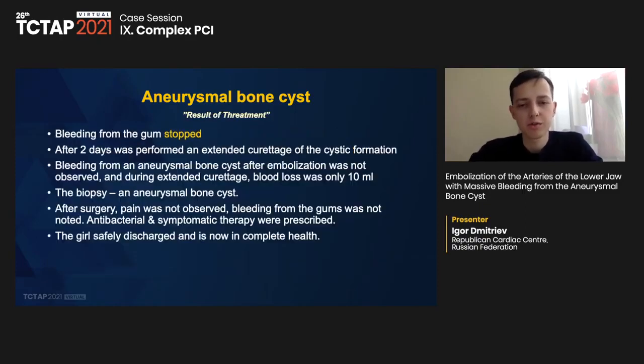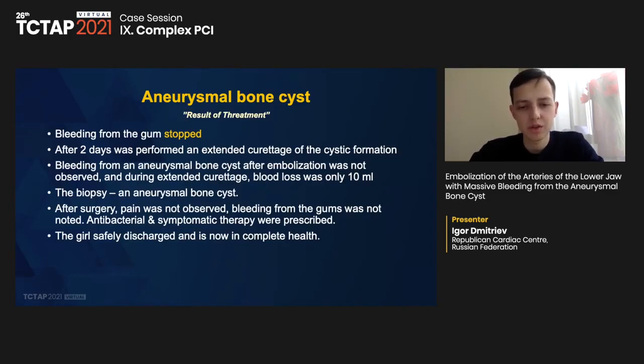Results. Bleeding from the gum stopped, and during observation in our center for 1 day did not recur. Bleeding from the aneurysmal bone cyst after embolization was not observed, and during extended curettage, blood loss was only 10 milliliters. According to biopsy, the formation was an aneurysmal bone cyst. After surgery, pain was not observed, bleeding from the gum was not noted, and antibacterial and symptomatic therapy were prescribed.